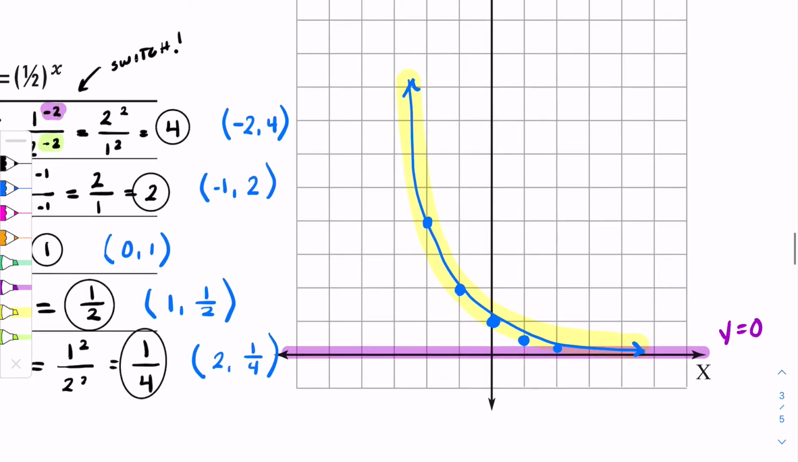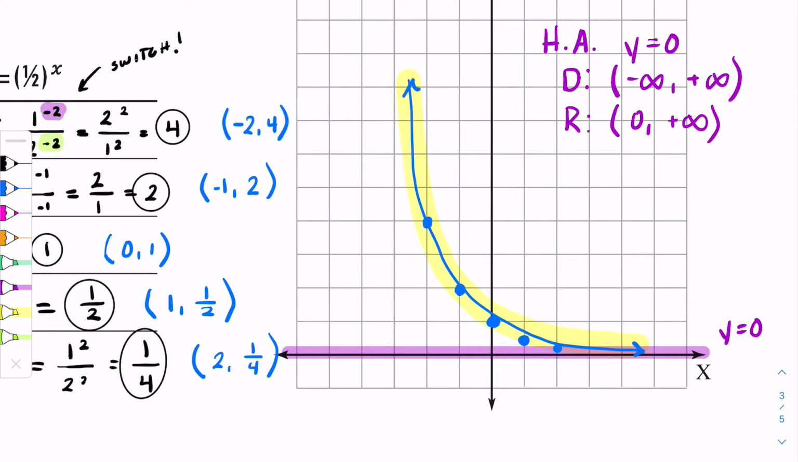And for the important info, we have our horizontal asymptote at y equals 0. Our domain continues in both the left and right direction forever, so it's negative to positive infinity. And the range, it looks like it starts at 0, never touches or crosses, and heads towards positive infinity forever. There's your info.